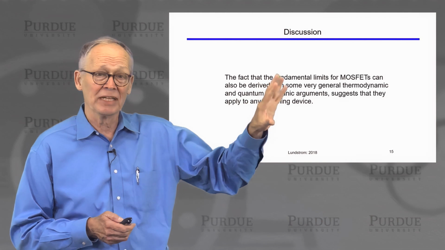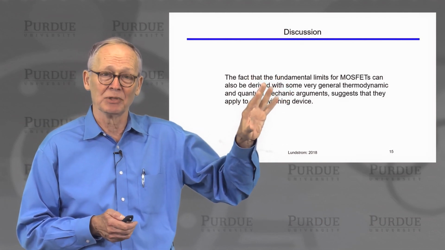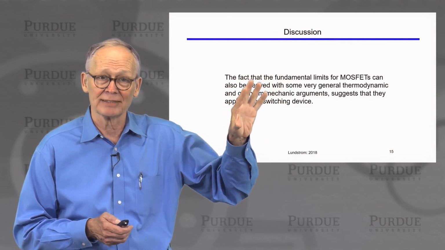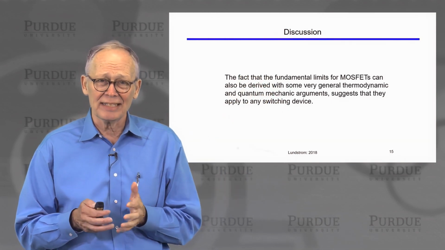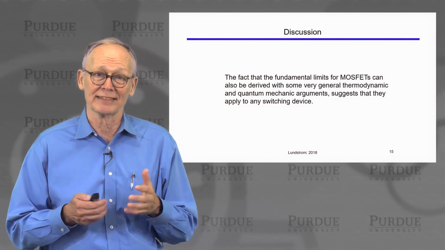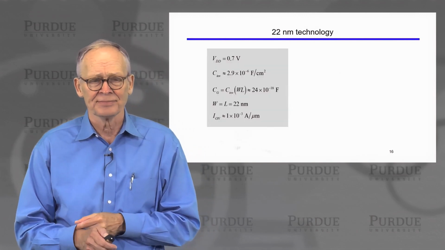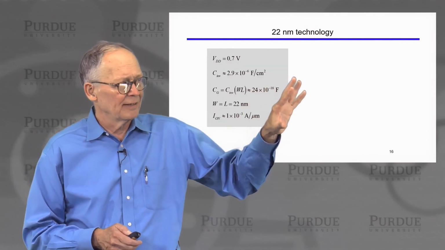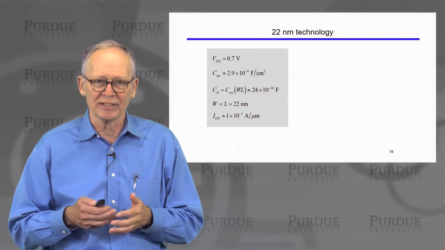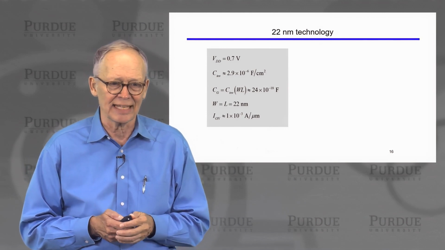Okay, so that means that it is unlikely that we'll be able to invent a device that has fundamental limits that are better than a MOSFET. So the key question will be, how close to those fundamental limits can MOSFETs get? Is there another device maybe that could get closer to those limits? So let's address that question. How close are we with current day state-of-the-art technology? And I'll just use 22 nanometer technology as an example.